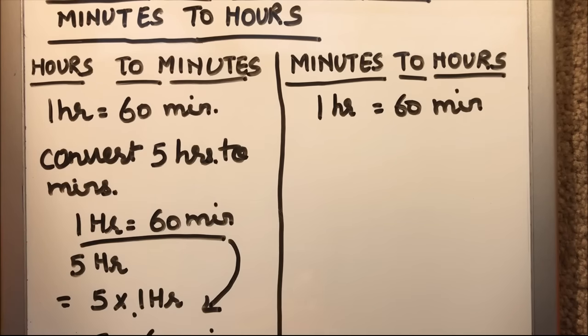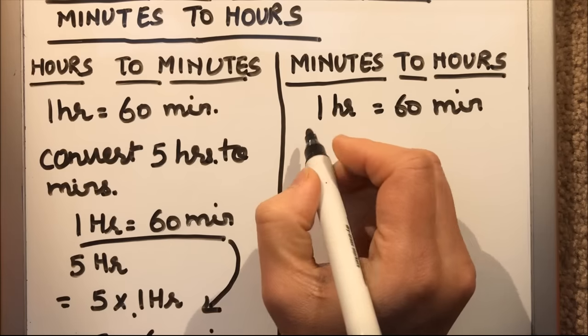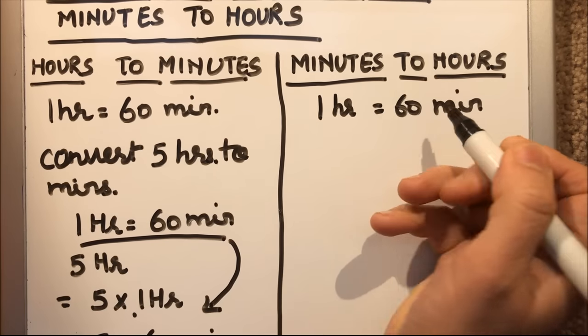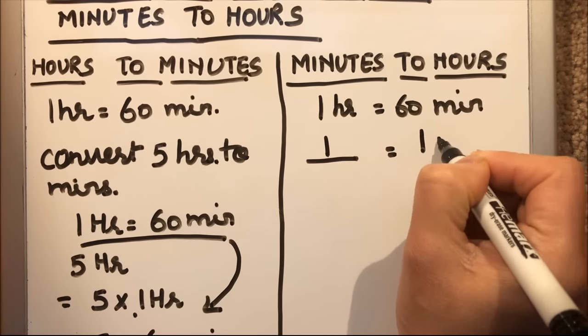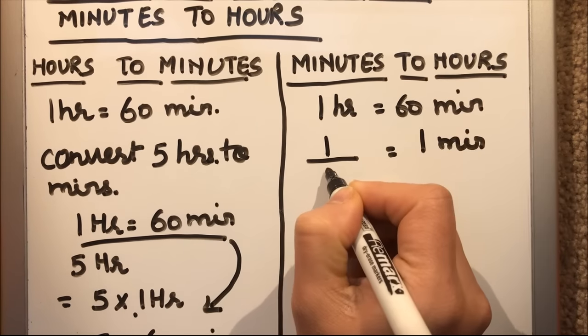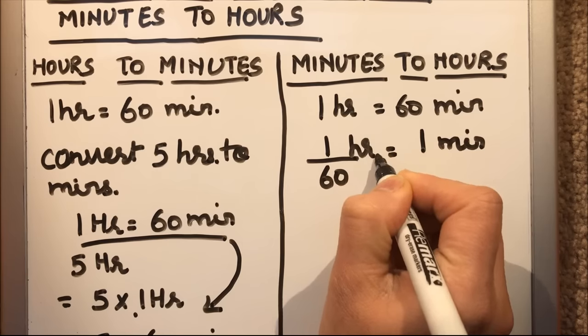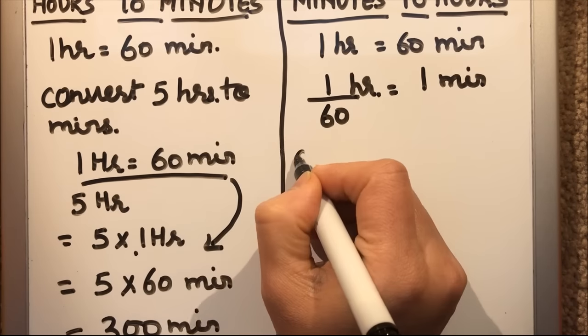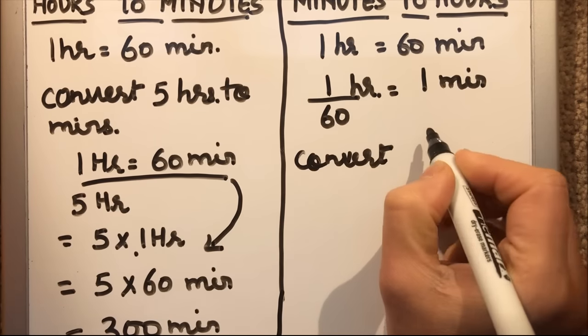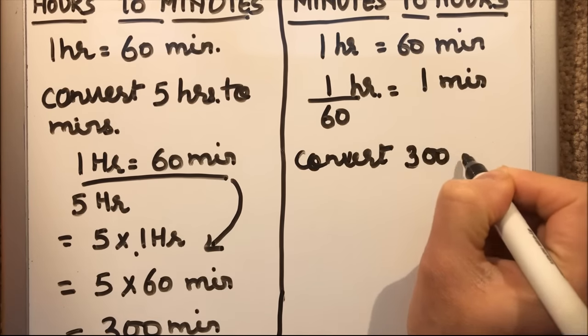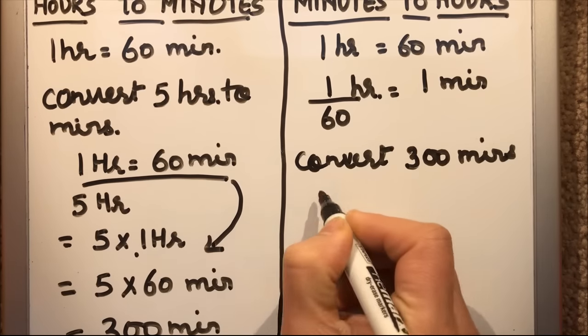Now we need to convert minutes to hours. So we know that 1 hour is 60 minutes. So 1 minute will be equal to 1/60 hour. So let's convert 300 minutes to hours.